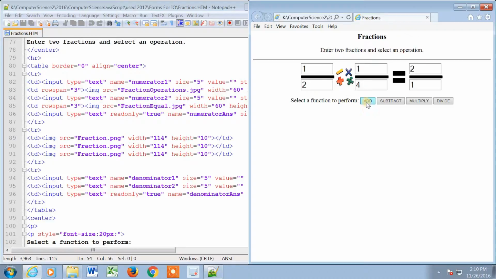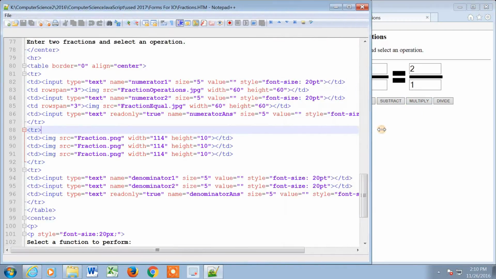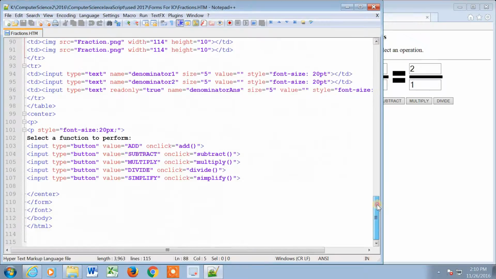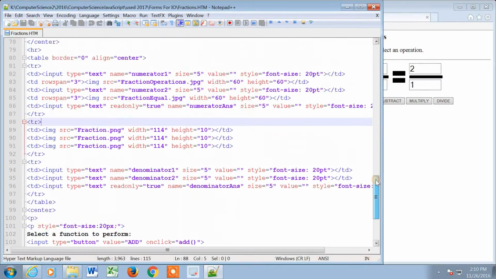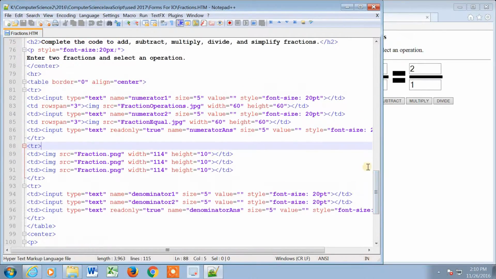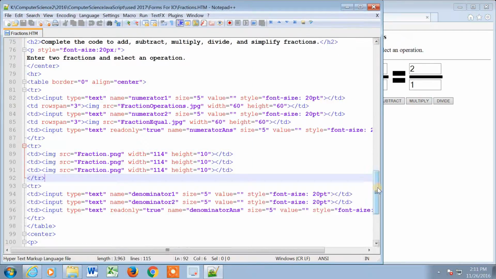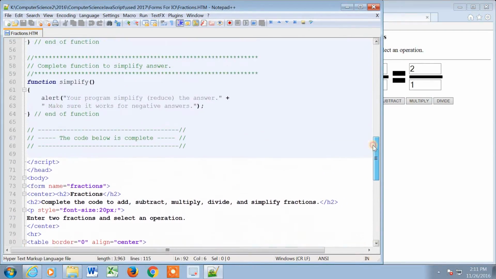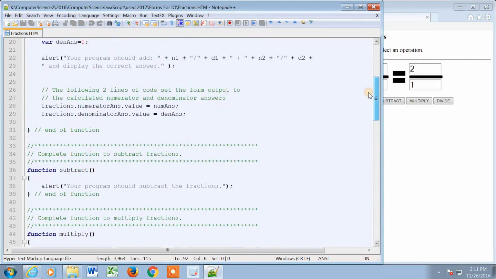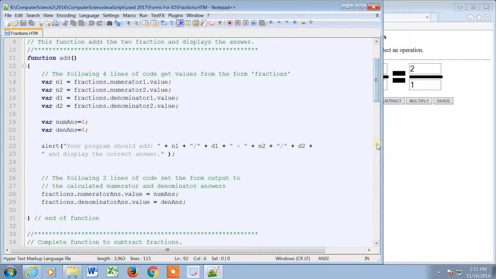So this is what you need to do. Complete functions to add, subtract, multiply, and divide. And I did give you the starting code right here. This is all the starting code. I wrote the form section for you, so you do not need to recreate this form. You just have to write the functions which do the adding, subtracting, multiplying, dividing. And here up at the top, I have them. Of course, these functions will be run when the user clicks these buttons.